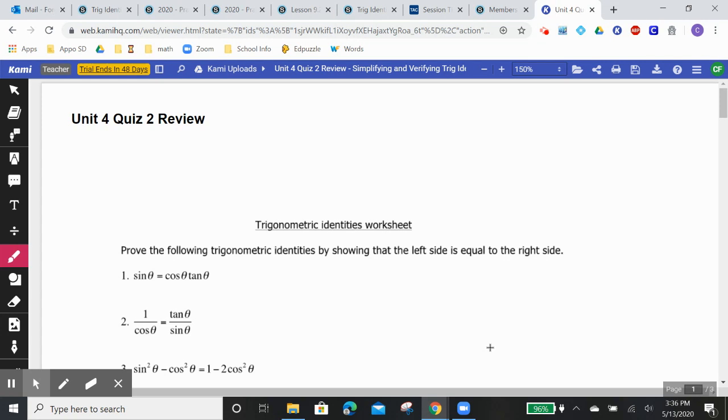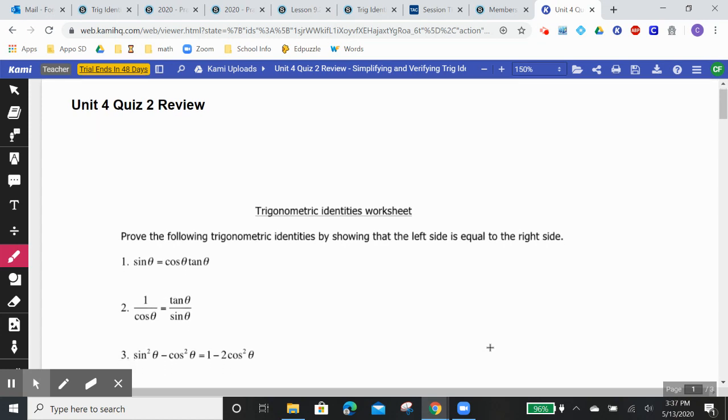Your quiz again is due Sunday night by 11:59. It's 9 questions. It has 4 simplifying and 5 verifying, and a bonus. So you could get over 100%. It's 9 questions, 3 points each, is worth 27 points, but you could actually get 30. So make sure you do that.